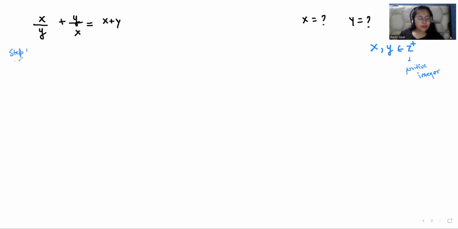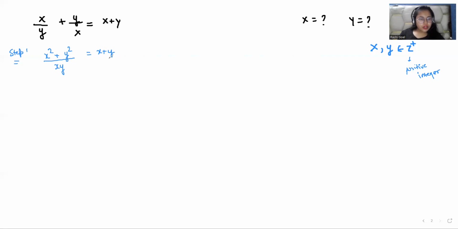Our first step is to take the LCM. So for y and x, we can write it as xy, and here above, x is multiplied, and y is already there, so x square. And here, for x, you can write it as y square, equal to x plus y.